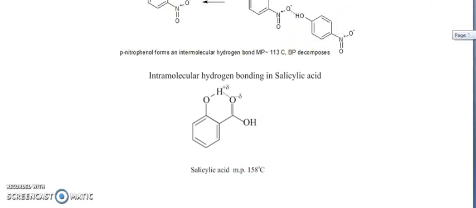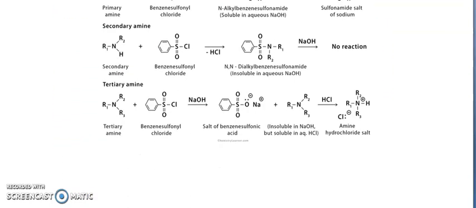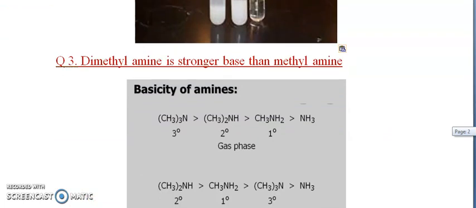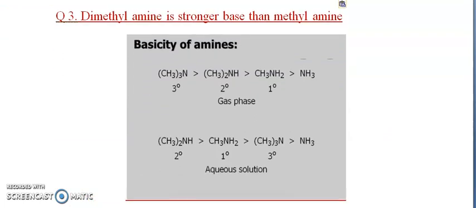So the question is: dimethylamine is a stronger base than methylamine. For this, we will compare the corresponding basicity of amines, because you all know that amines are basic in nature. Why? Because they have a lone pair of electrons on the nitrogen atom, and this lone pair makes them basic in nature.